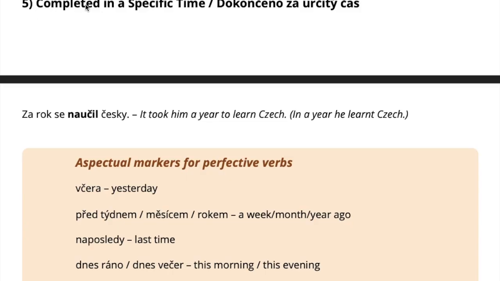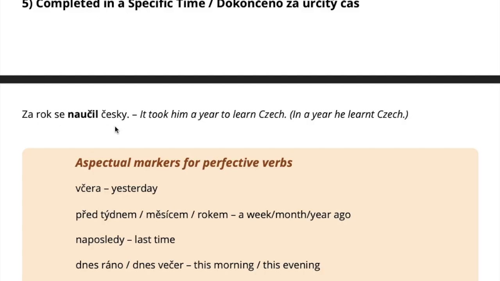Then fifth, pátý příklad. Completed in specific time. Dokončeno za určitý čas. When we want to say that we finished doing something, we completed something in 1 week, 1 month, 1 hour, or that we will complete it in a certain amount of time, we have to use perfective verbs because, as I was saying, it's about finished actions or actions that we mean to finish.